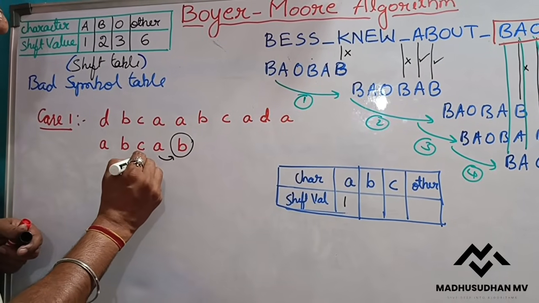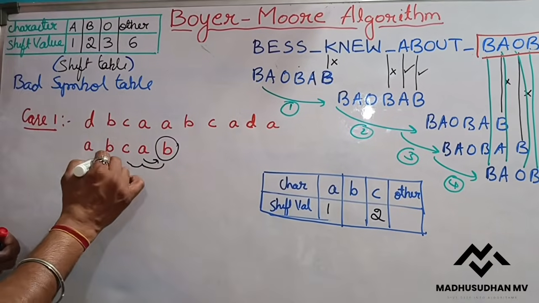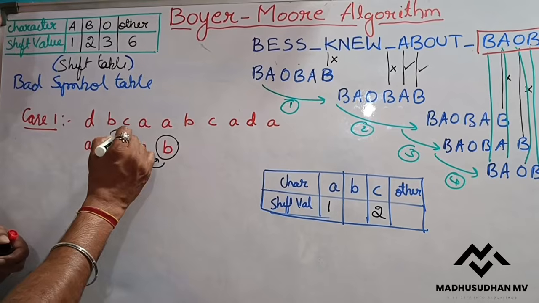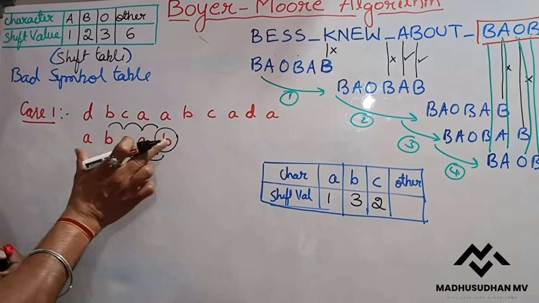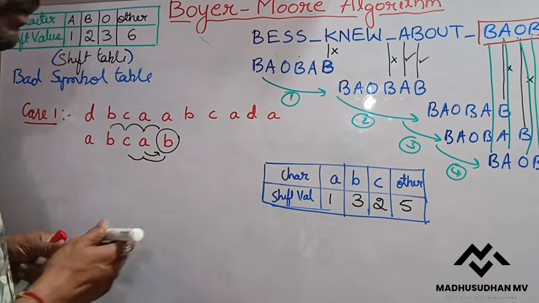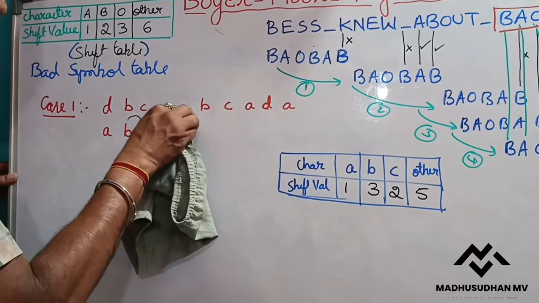Now C is the last occurrence. C is at a distance 1, 2. So C value is 2. What is the B value? B is at a distance 1, 2, 3. So B is at a distance 3. Others are the pattern size. Pattern size is 5. This is the shift value. Okay. So now let us apply the same Horspool algorithm.